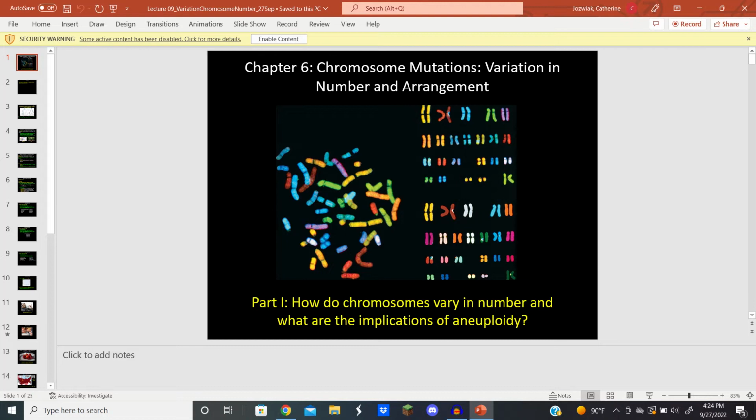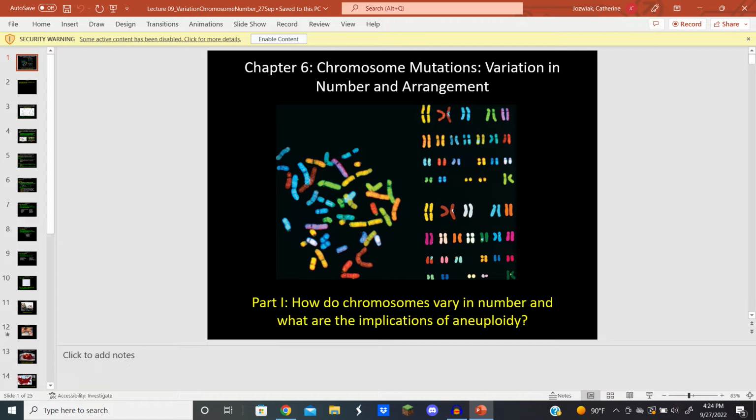Moving on to chapter 6, which is related in some ways to chapter 5. A lot of chapter 5 is about sex determination, how that relies on the chromosomal content of the cell. In chapter 6, we're really going to focus on chromosomes and how they vary in their number and arrangement. We're going to start today by talking about the numbers of chromosomes that exist in cells.